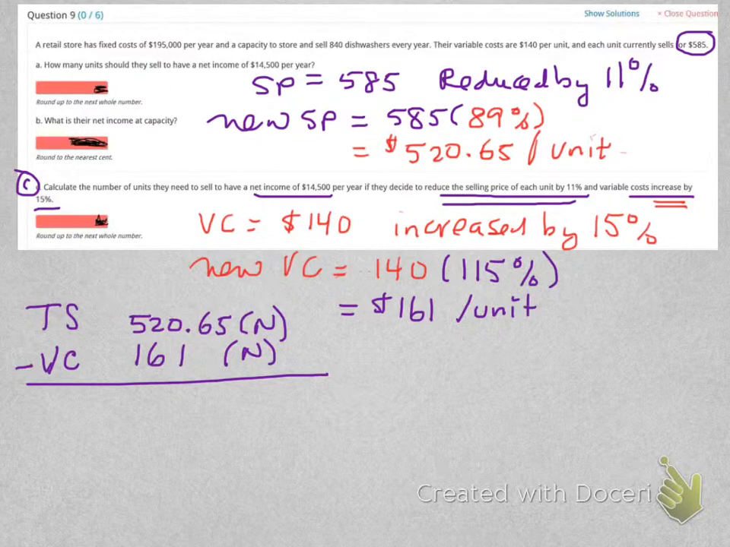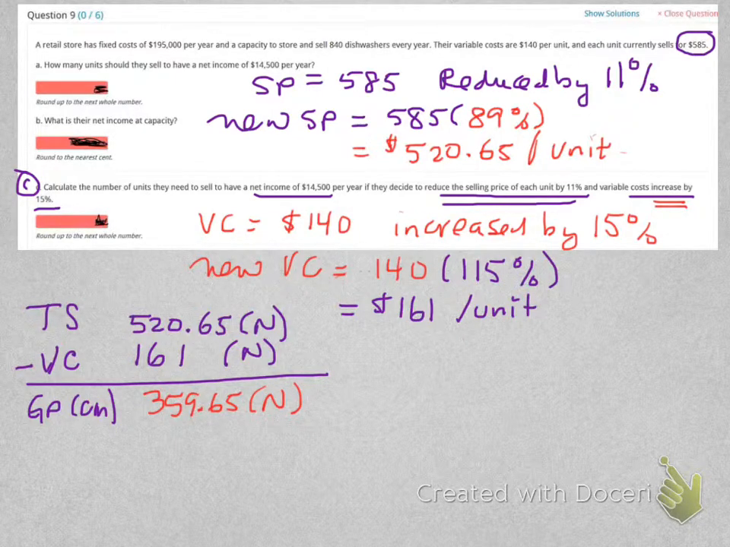Well, 520.65 minus 161 leaves you with your gross profit, or your contribution margin per unit. That amounts to a value of $359.65 per unit. So we can fill that in our income statement: 359.65 times the number of units, times N.